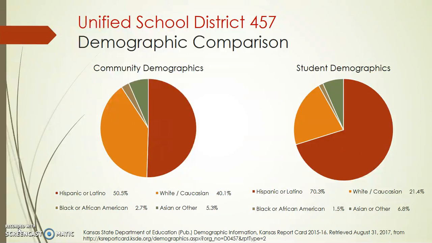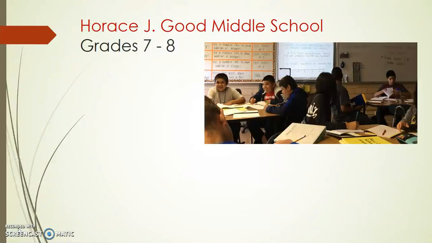Most of the white Caucasian students go to a different middle school. That's because of geographic boundaries. So we shoulder a disproportionate share of the Hispanic and Latino population, and nearly all of the Black, African American, Asian, and other minority populations.